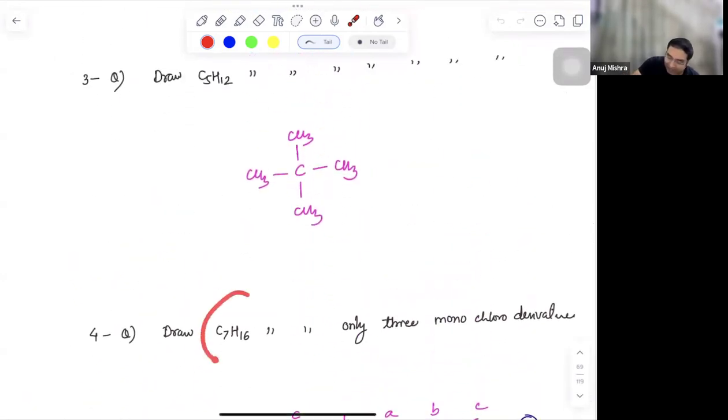Draw C7H16 which shows only 3 monochloro derivatives. Now try this a bit. Maybe we can get more than one structure. Please keep your eyes open for that.